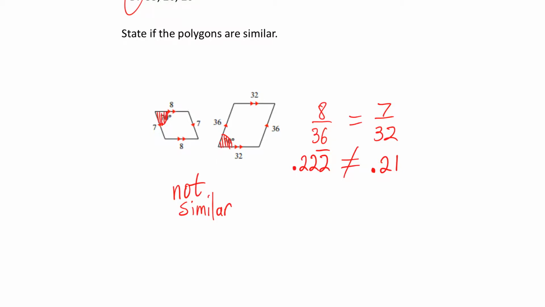Okay? So basically we're using the idea of a scale factor, of it being multiplied by some number to get to the other, to determine whether they're similar or not.